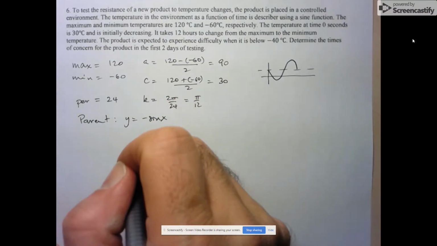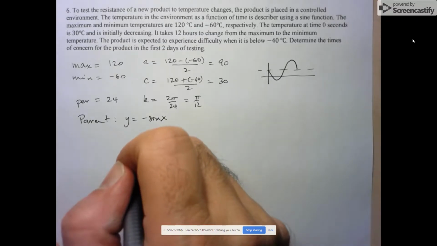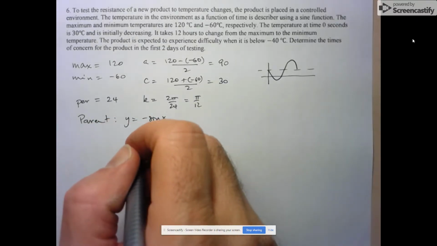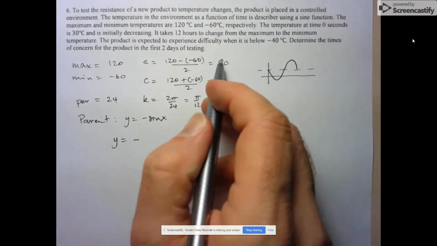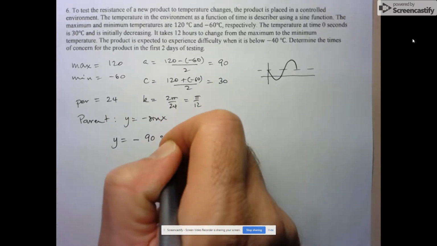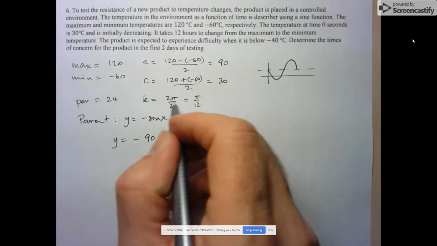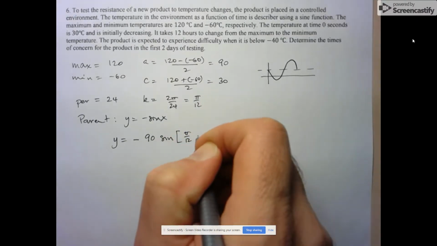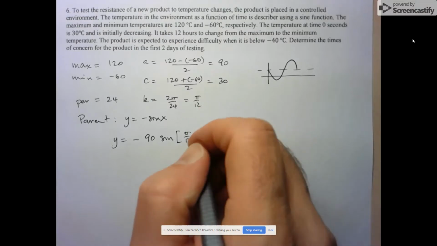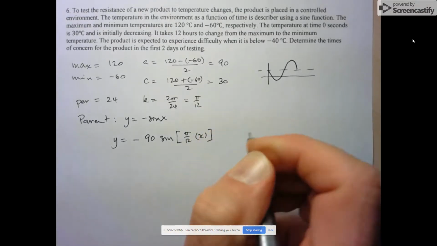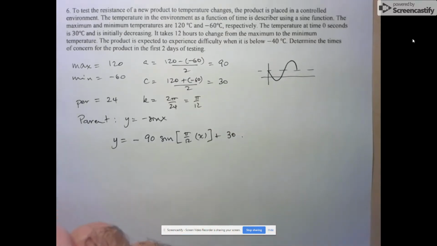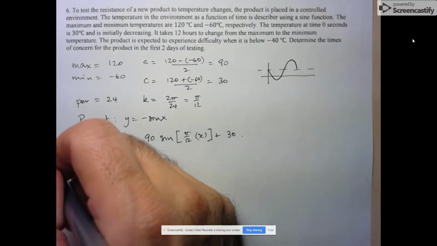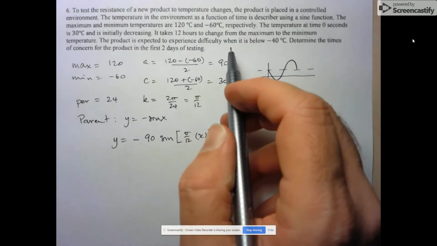All right. So let's now write out our model, which we can do here. So we have y is equal to negative, and the A value is 90. Sine of our K value is pi over 12. And we don't need any phase shifts, so that's just going to be x plus our C value, which is 30.